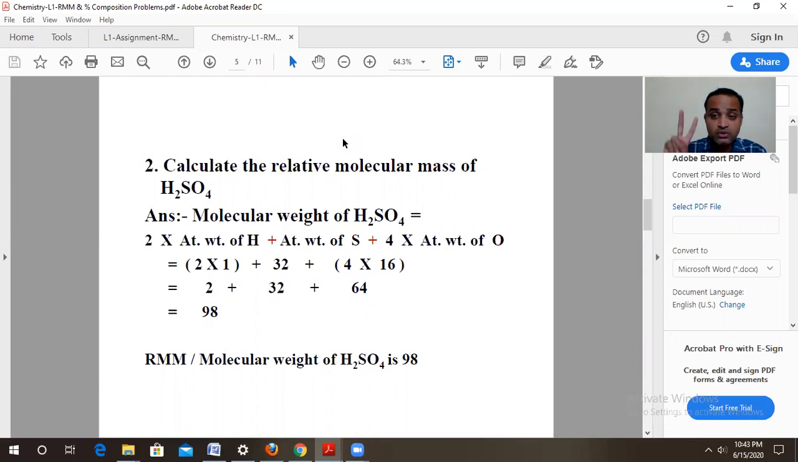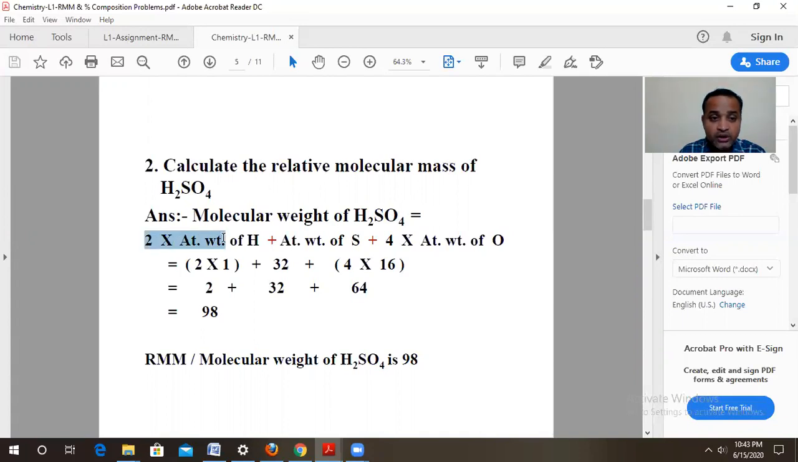H2SO4 consists of 2 hydrogen atoms, 1 sulfur, 4 oxygen. So the relative molecular mass will be the sum of the atomic weights of hydrogen, sulfur, and oxygen. So here we start. The molecular weight of H2SO4 is equal to 2 hydrogen.